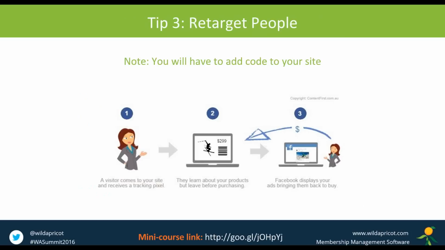So when Jonathan asked, where do you get the tracking pixel? You get it from Facebook. When you say, I want to retarget someone, you just get the tracking pixel, and they give you custom code, and all you have to do is copy paste that into your website's code.